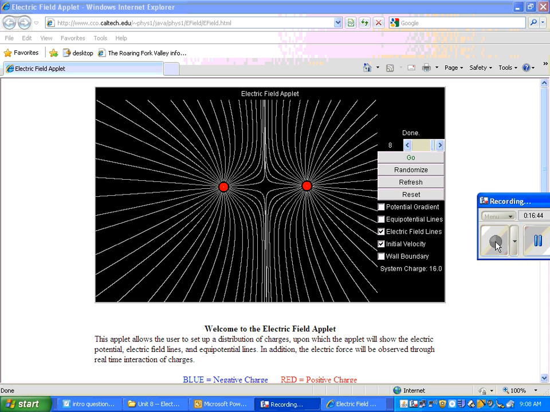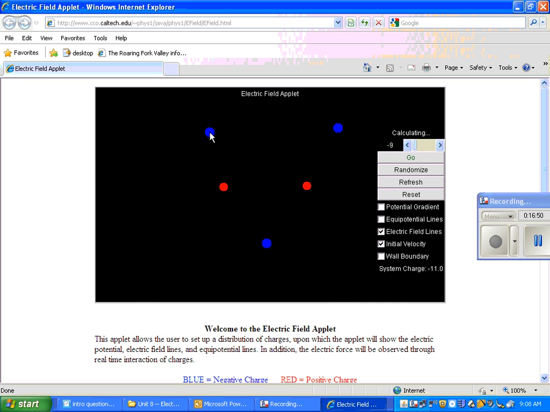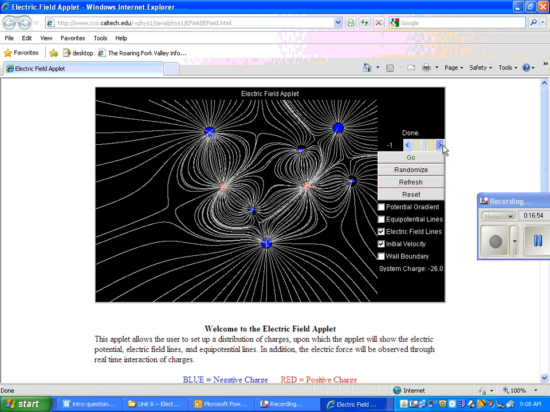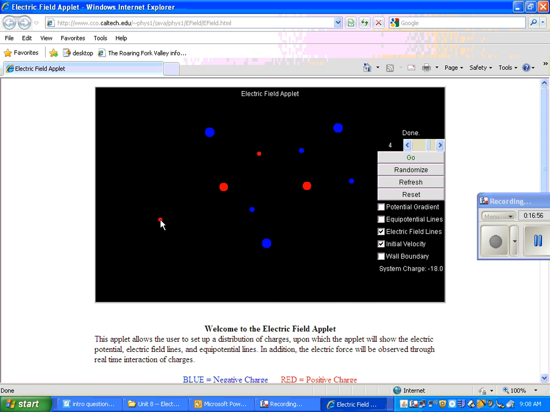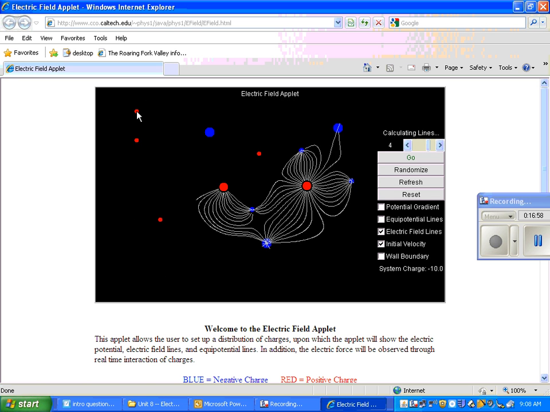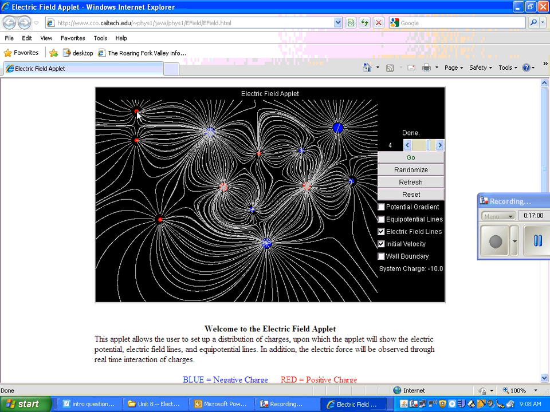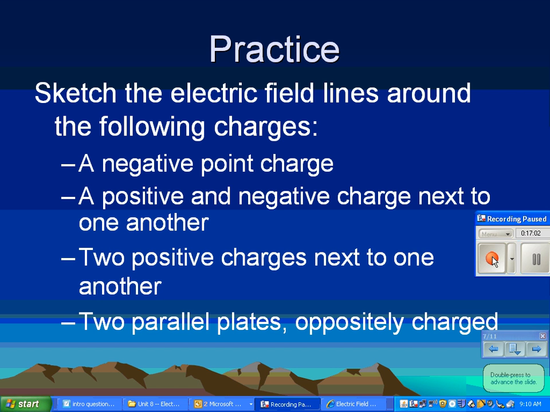Now, obviously, this can get a lot more complicated, right? We can do crazy things and do more crazy things, right? Okay. Look at that. Okay, there's our crazy electric field now.